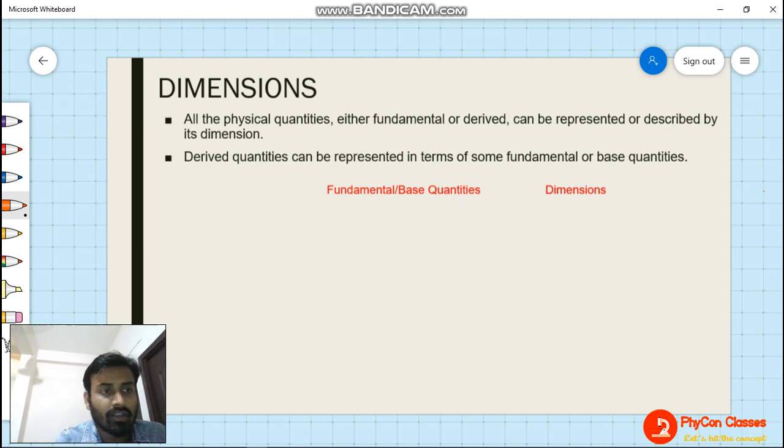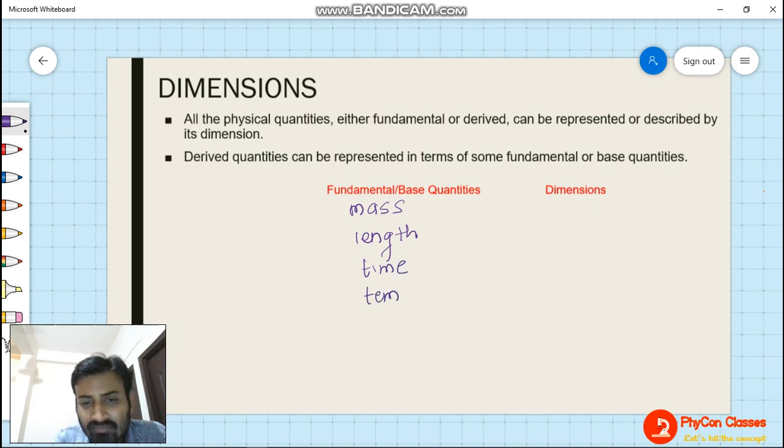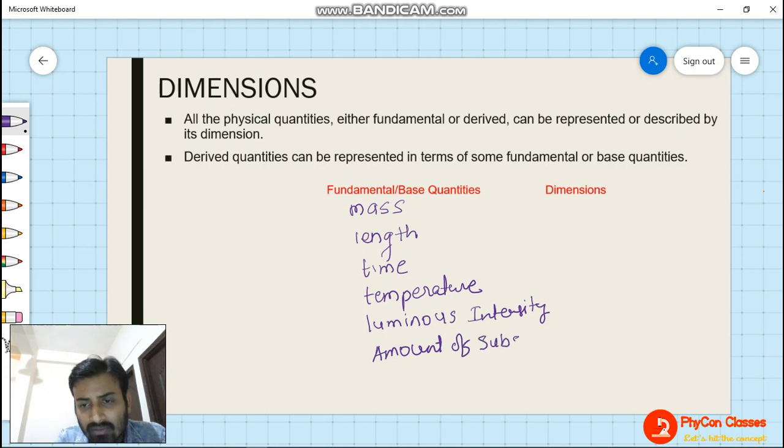So for fundamental quantities, what are the dimension, what are its representation? I'm just going to write down here. So what are the fundamental quantities? Just recall: mass, then length, time, temperature, luminous intensity, amount of substance, and the last one is electric current.